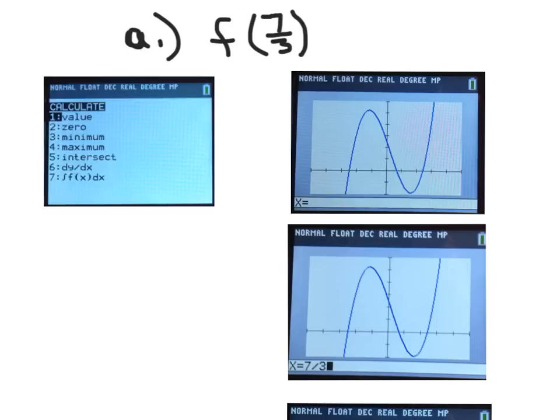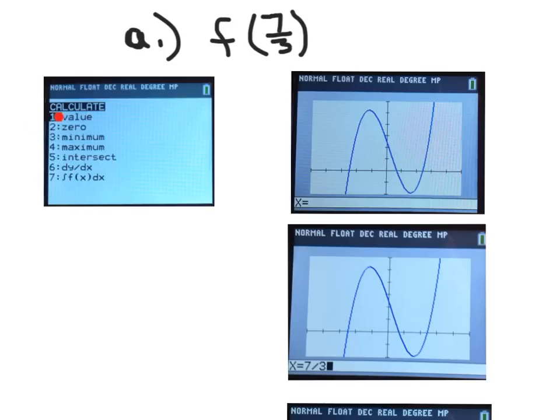So here's what I want to do. I want to evaluate 7/3. Last week we talked about how we could start on the home screen, store the 7/3 in X and type it in. Today we're going to look at a different option. The first thing I want to do is go to the calculate menu, which means we need to hit second trace. Once you hit second trace, your screen needs to look just like this.